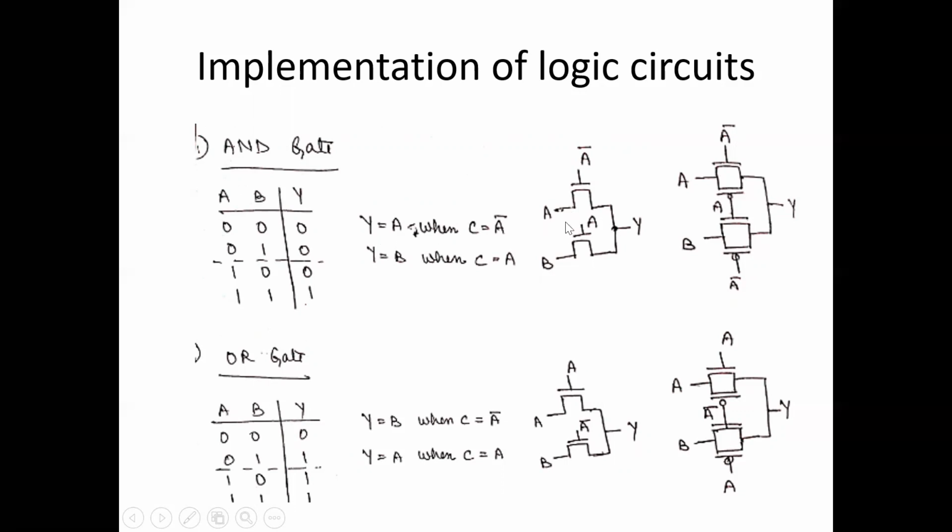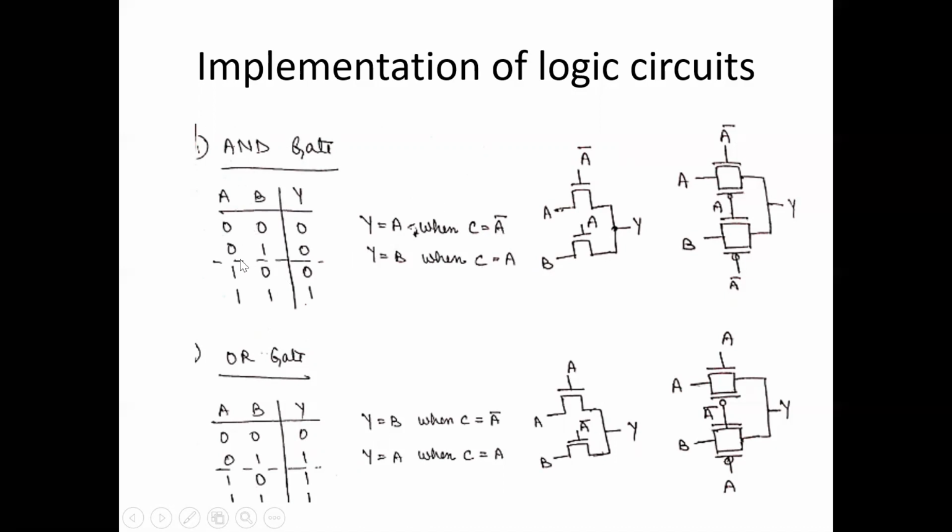If we can write this, that is based on this truth table: y is equal to a when c is equal to a bar. A bar here is, if a is 1, a bar will be 0. And y is equal to b. This is 0, this is also 0, 1, 1. When c is equal to a, here is 1 and 1, y will be equal to b.